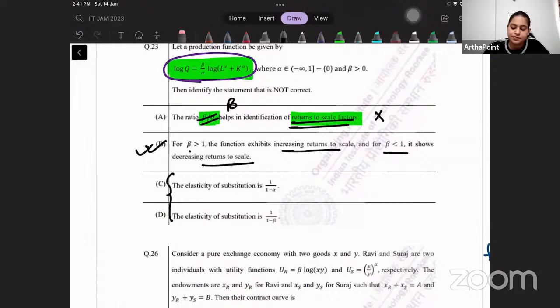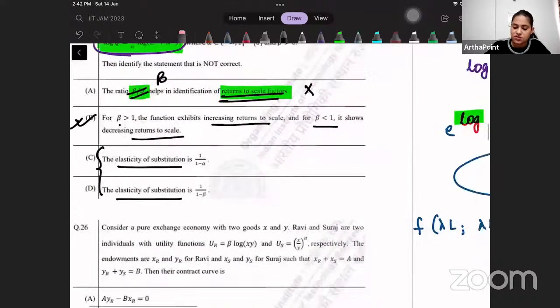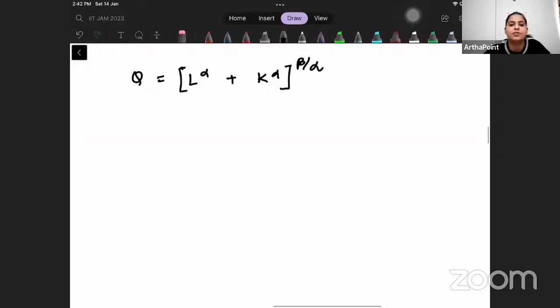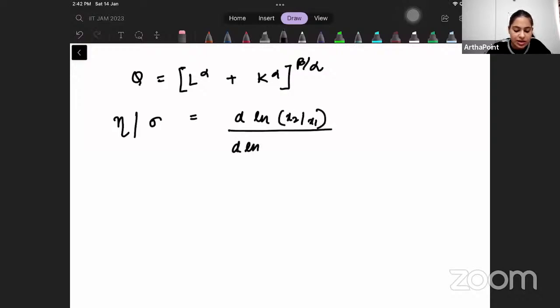Now look at these two parts. The elasticity of substitution is. So let us just find it for this one. So what is your production function? Q is equal to L to the power alpha plus K to the power alpha, whole to the power beta by alpha. Write down the elasticity of substitution. You can mention it like this or sigma. This is d ln x2 by x1 upon d ln MRTS.